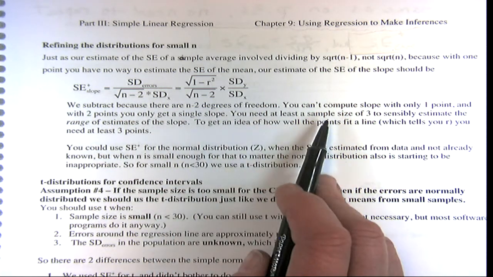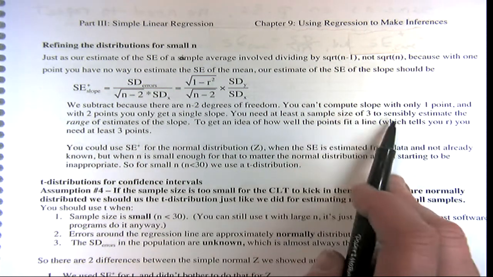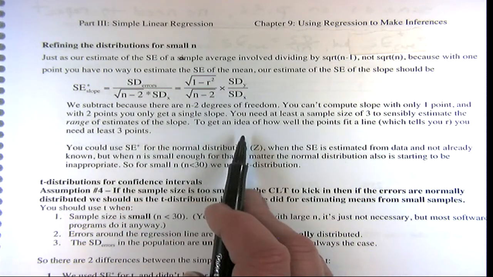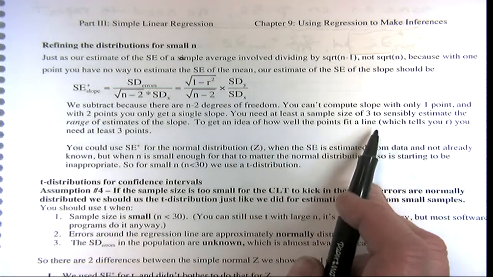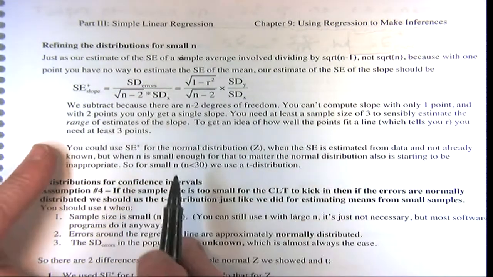So you need at least a sample size of 3 to estimate the spread around the line, to sensibly estimate the range of estimates of the slope. So to get an idea of how well the points fit a line, which tells you R, you need at least 3 points. All right?